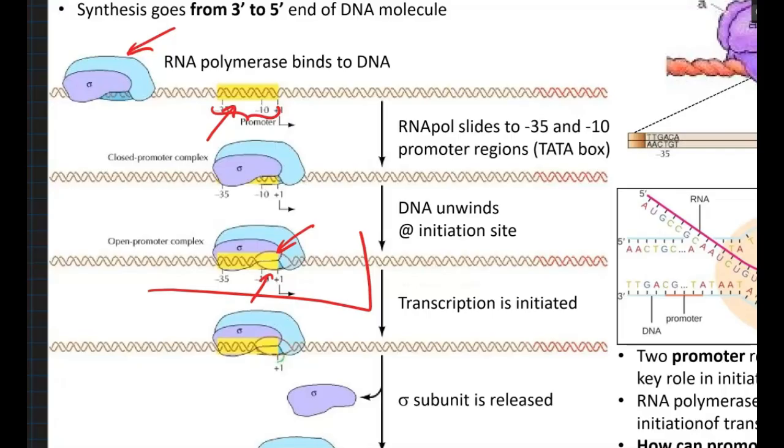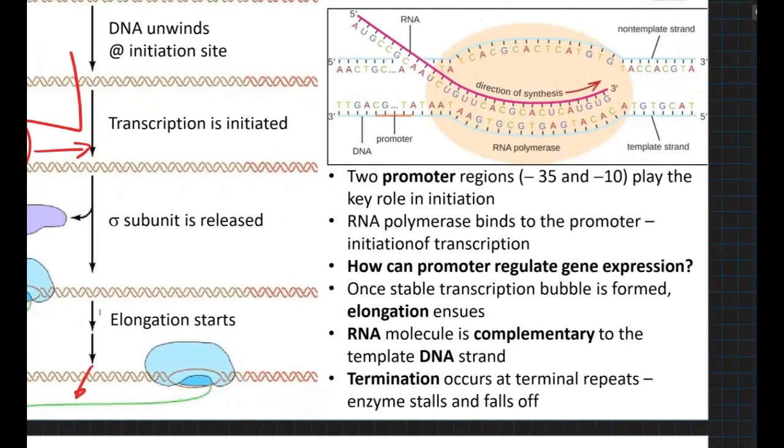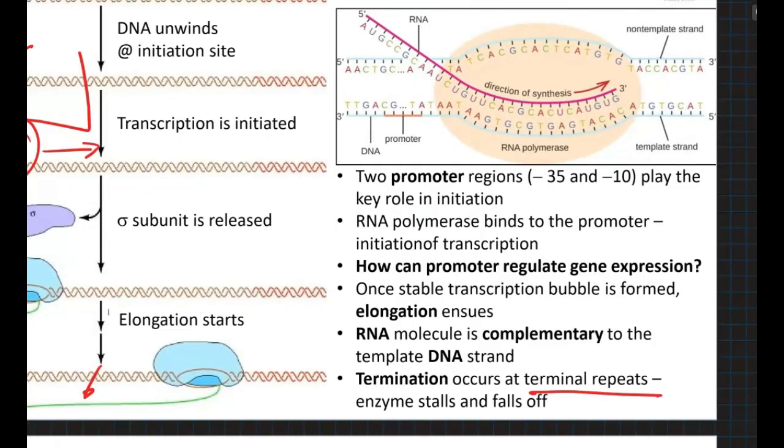And then RNA polymerase starts chugging along, producing the transcript, producing RNA. It moves on until it hits terminal repeats, the termination sequence, and RNA polymerase stalls, falls off the DNA, and the RNA molecule is released into the cytoplasm. So far, any questions? So let's take a closer look.